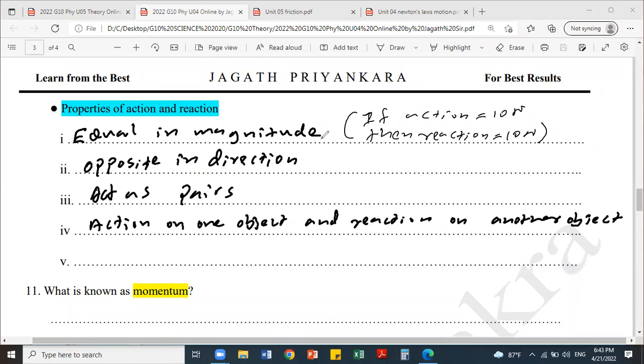Okay, next one. So what are the common properties of action and reaction? They are equal in magnitude, they are opposite in direction, they act as pairs, action on one object and reaction on another object. An action is exerted by one object and reaction is exerted by the other. That also you can write if you want as the fifth one, but anyway only 4 is enough.